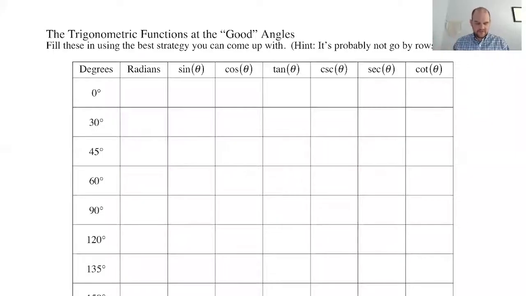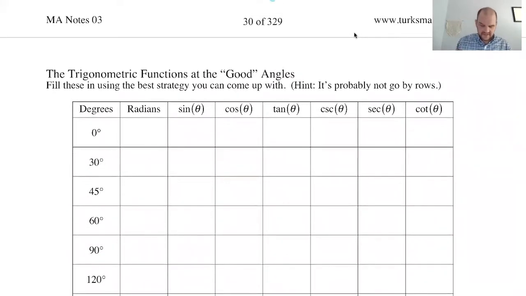All right, we're back. This is page 31 of math analysis. We are on the last page of notes 3. If you look at this page, it's really intimidating. It says we're going to find the trig functions at the quote unquote good angles. Fill in using the best strategy you can come up with. But there's a hint that says it's probably not to go by rows.